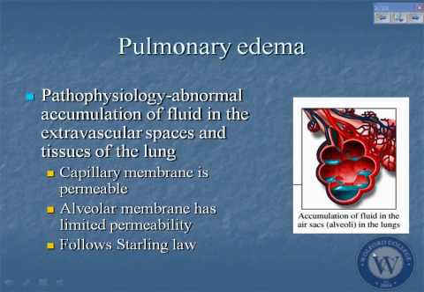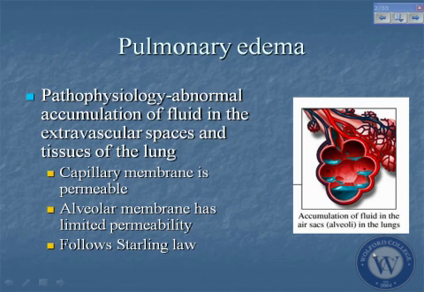The vascular disease problems you tend to talk about in the lung is pulmonary edema. Okay, pulmonary edema is an abnormal accumulation of fluid in the extravascular spaces and the tissues of the lung. And there's two types, basically. Type 1 is basically where it goes into the interstitium. We do know that capillary membranes are very permeable, okay, but the alveolar membrane has a very limited permeability. It's considered tight junctioned. Basically, pulmonary edema follows the simple laws of Starling's curve.